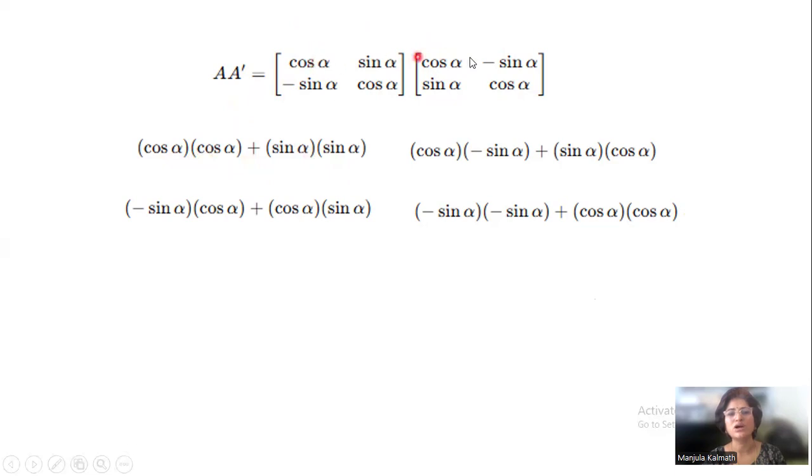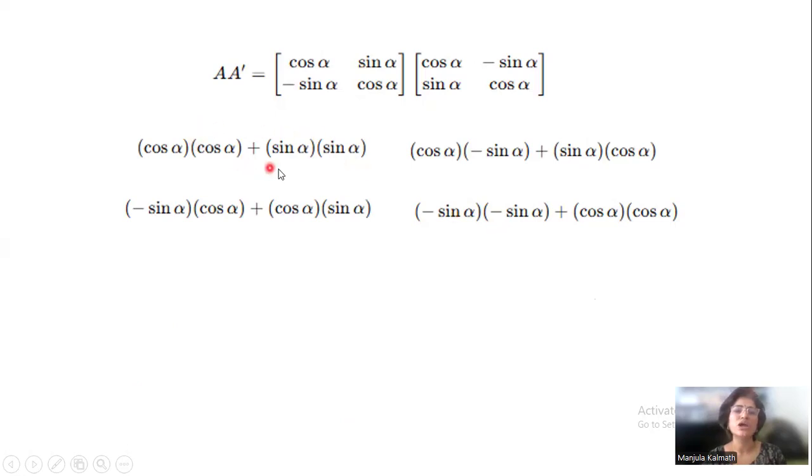And like that, here we have cos alpha into minus sin alpha, and sin alpha into cos alpha, that this one comes. And again here we have the second row, minus sin alpha into cos alpha, this one, and then cos alpha into sin alpha. Again here we have minus sin alpha into minus sin alpha, this one comes, plus cos alpha into cos alpha. This is also sin square alpha plus cos square alpha.